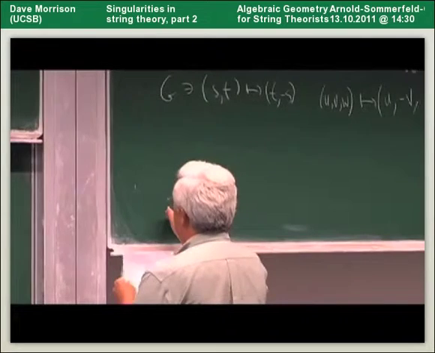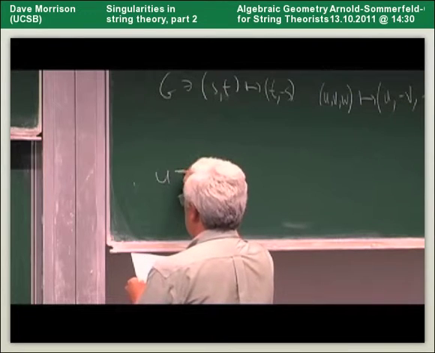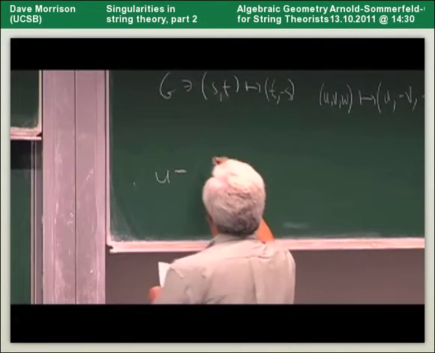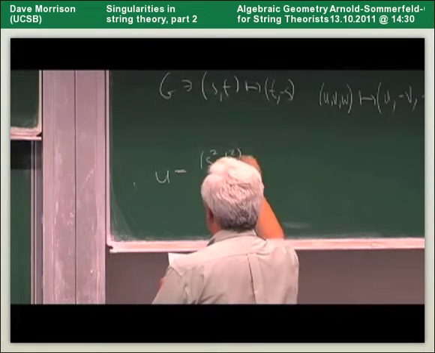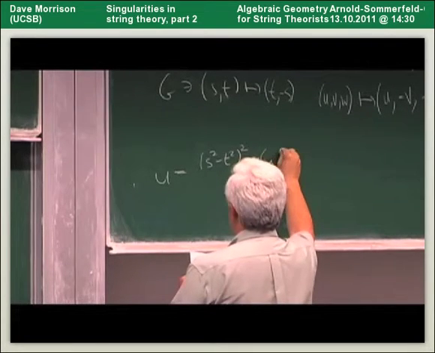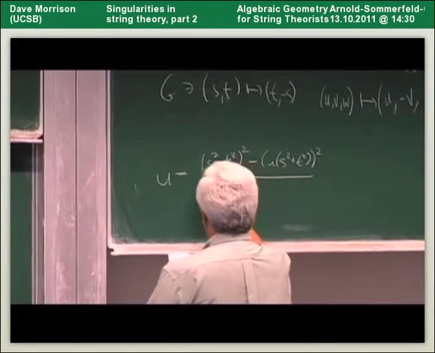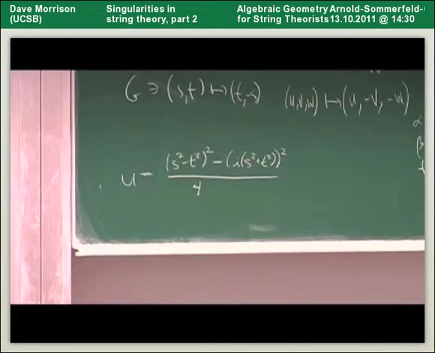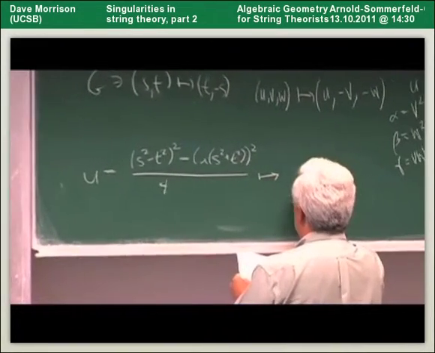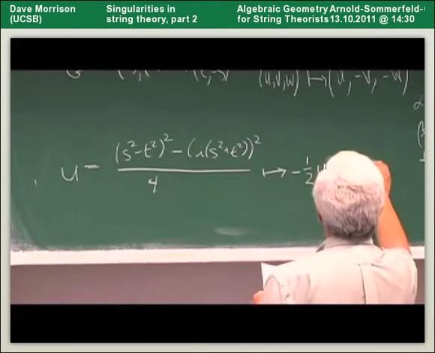So let me point out that my quantity u here, which is one of my current invariants, is s squared minus t squared, squared, minus I times s squared plus t squared, squared, divided by 4. And the advantage of writing it that way is that I wrote it in terms of quantities that are here. So I can cyclically permute. And that's going to go to something which, in the end of the day, turns out to be minus a half u minus 3/2 beta.